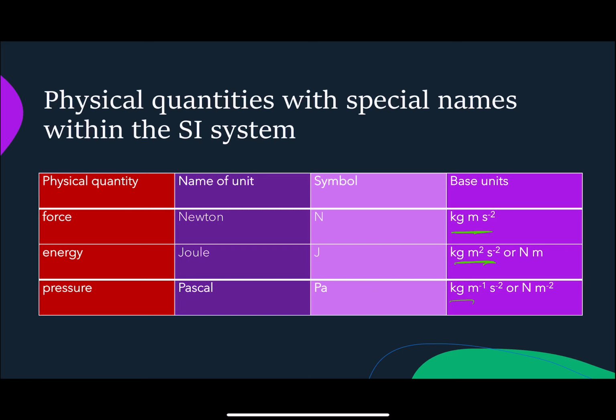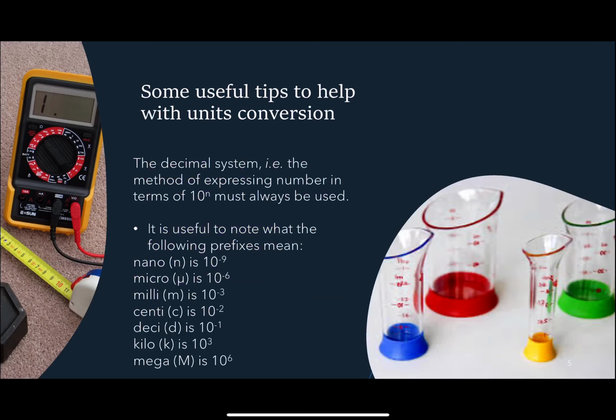No need to remember those, but the idea is we may need to change or convert from one form to another, and that's the aim of this session. So to make it easier and to avoid any mistakes, I would always suggest that we use the power, so 10 to the power of n, and these are the common ones we use in pharmacy.